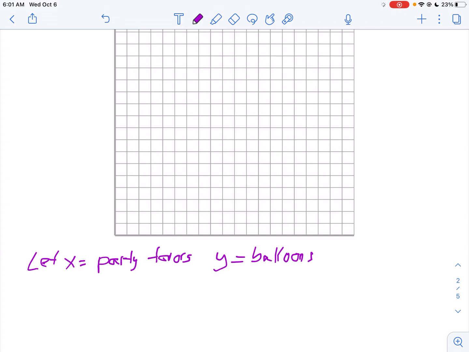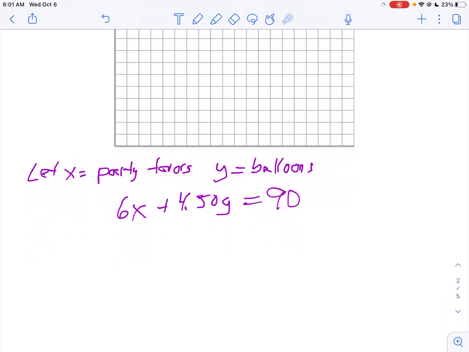And we know party favors cost $6 each, so I'm going to go 6X. We know balloons cost $4.50 each, so plus 4.50Y. That equals $90. Now, this is not standard form. This is a useful form. I like this form. I would leave my equation like this. But remember, standard form has no decimals. So what I'm going to do is multiply this whole equation by 100.